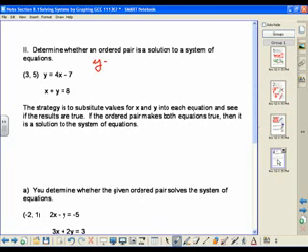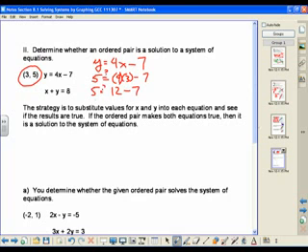So here, we'll do the top one here, the bottom one here. I have y equals 4x minus 7. Our ordered pair is 3, 5. So, does 5 equal 4 times 3 minus 7? In other words, does 5 equal 12 minus 7? 5 does equal 5. So yes, 3, 5 is a solution for that first equation.